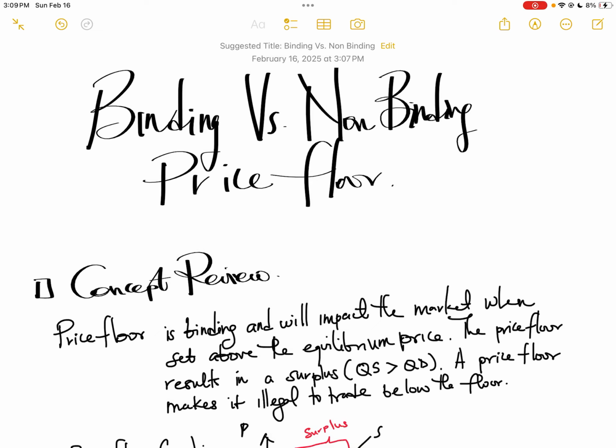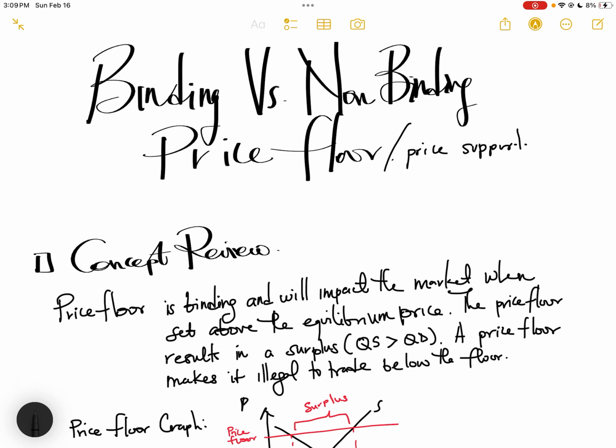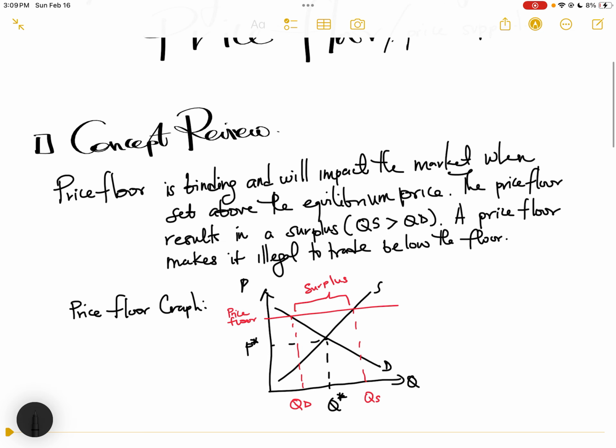All right, we are back with a different video, binding versus non-binding price floor. Now, the price floor could also be called price support. Okay, let's do a quick concept review. What is a price floor? So here are some facts.